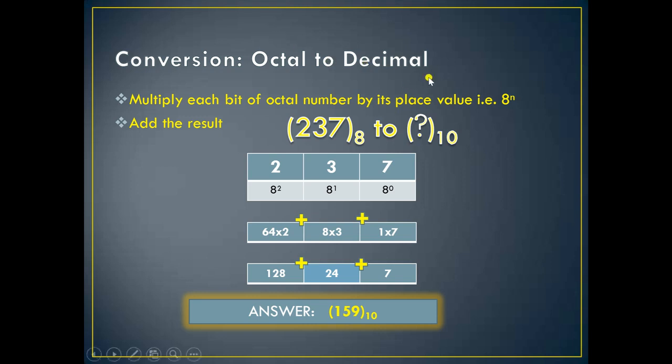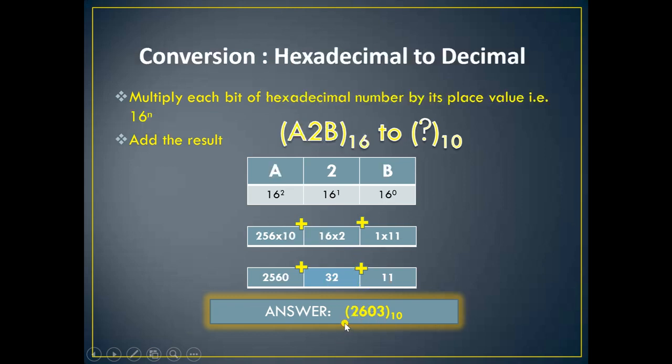So multiply the number by its place value. So this is a number, so you have to multiply the number with its place value. And how will this come? So 8 raised to power 0 multiply by 7, 8 raised to power 1 multiply by 3, 8 raised to power 2 multiply by 2. By this way you will get this result. Okay, then add this and you will get this one.